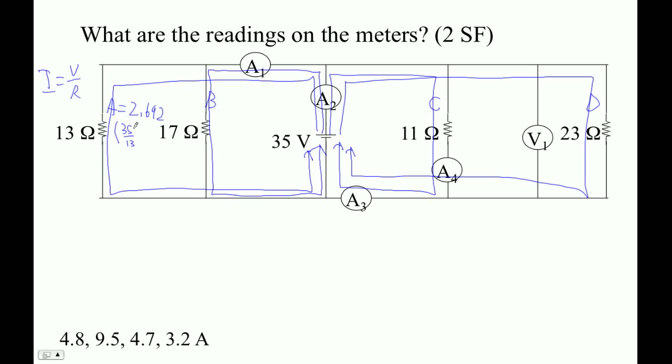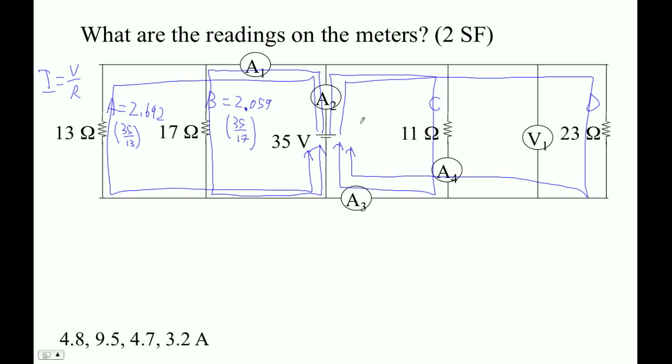over 13. Okay? B is equal to 35 divided by 17 because it's the current through that guy. I'm going to store that in B. Okay, so B is 2.059. There's a decimal point there, right? And that's, of course, 35 over 17 is what I'm doing there, right?